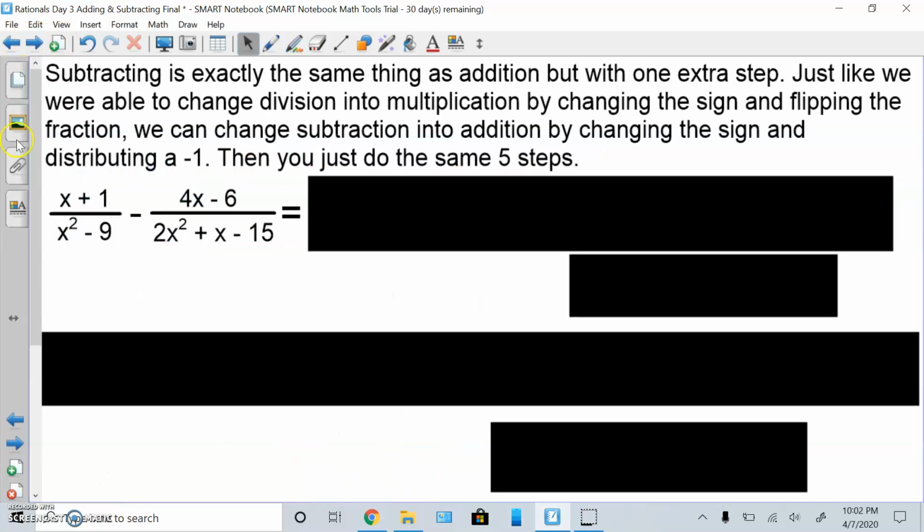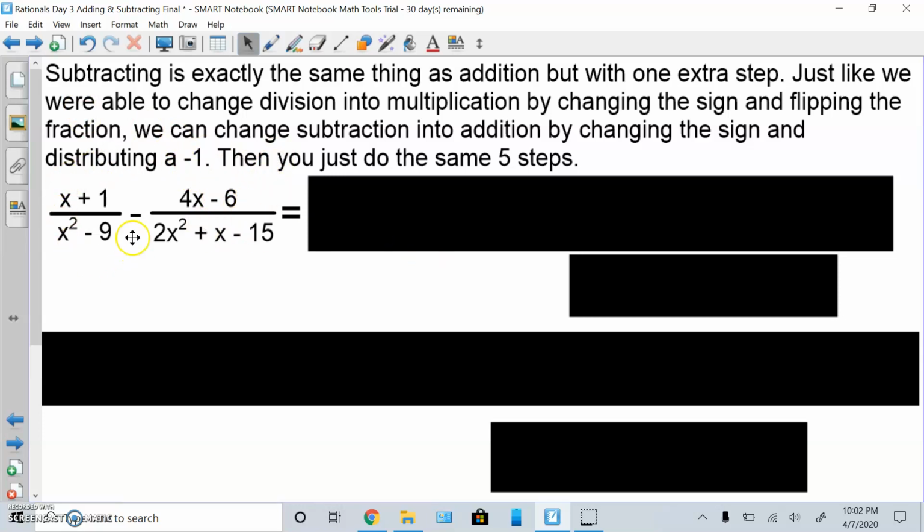All right, last problem. Subtracting is exactly the same as addition, but with one extra step. Just like we change division into multiplication by changing the sign and flipping the fraction, we can change subtraction to addition by changing the sign and distributing a -1. Then you do the same 5 steps as before.